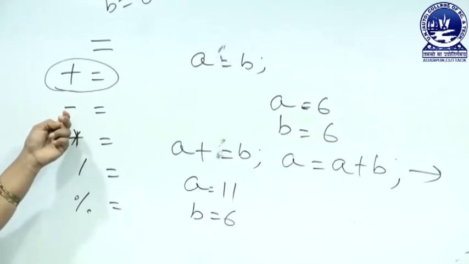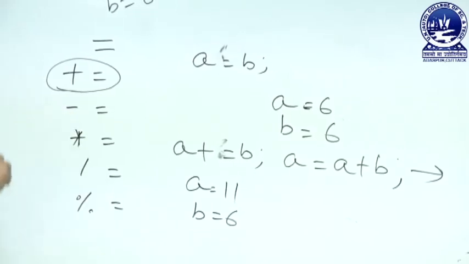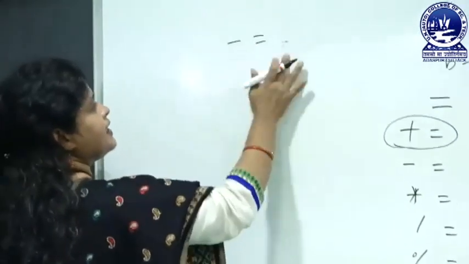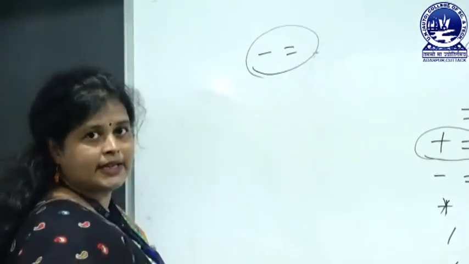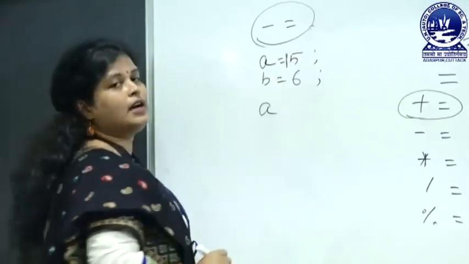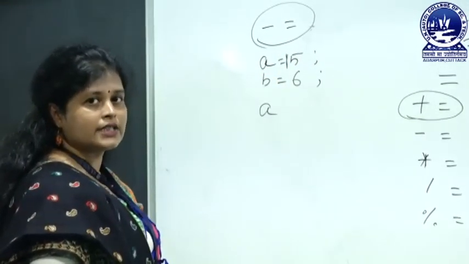Now we will move towards this one, minus equal to. When we are discussing minus equal to, suppose we are taking the example of this operator, then what will happen? Suppose here a equal to 15 and b equal to 6.